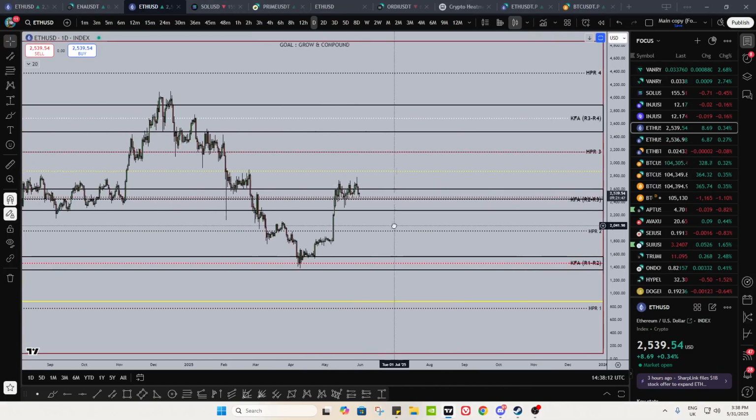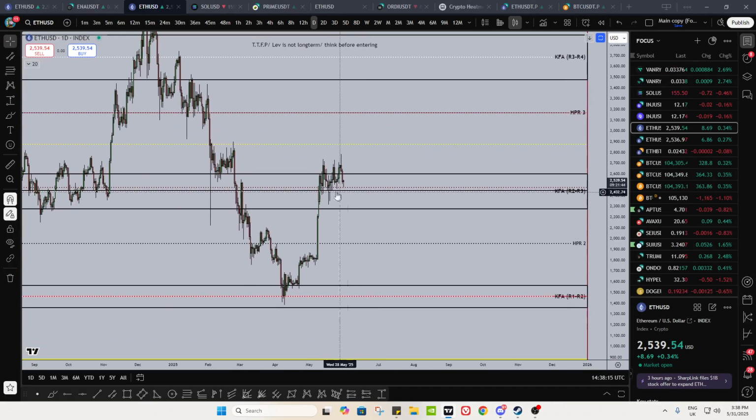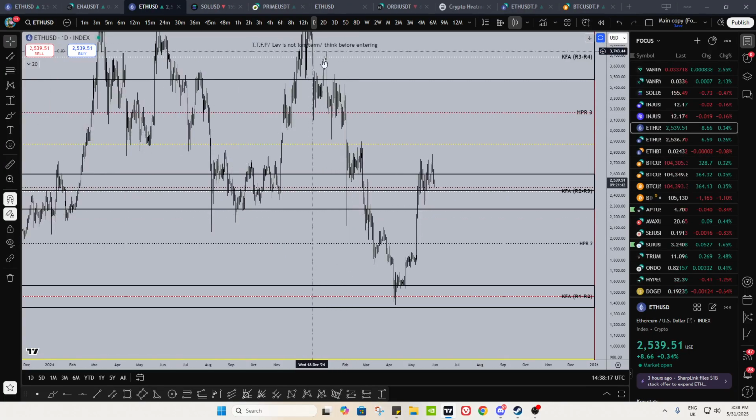Okay, so if you can hold this, honestly, I don't think ETH goes much lower, right? It might just be one of those things. It's been hated on this entire cycle.